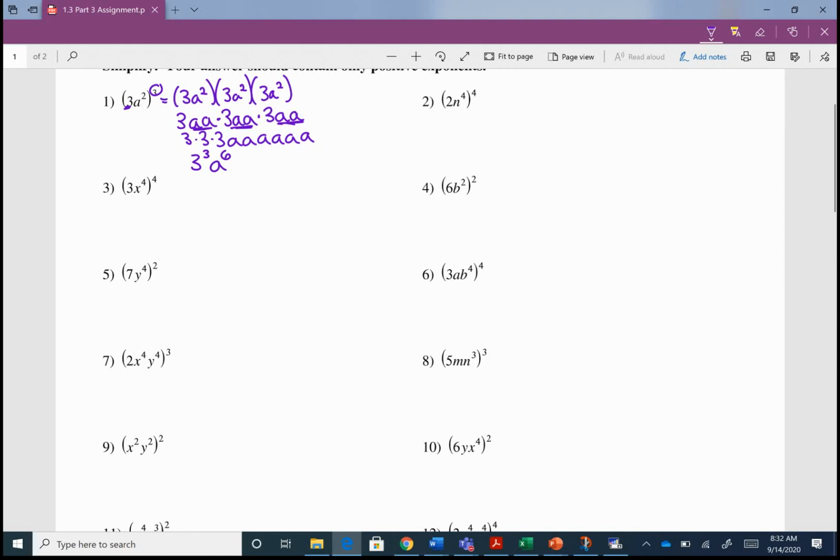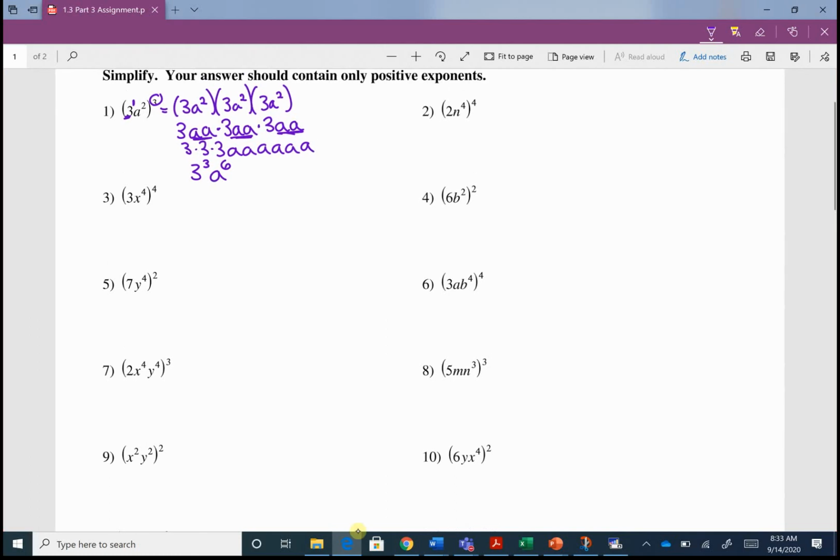Because our last couple classes, we've been talking about this a lot. Something like the 3, it really has an exponent, but mathematicians are too lazy to write it. So that 3 really has a 1 for an exponent. So I need to multiply the exponent to the 3 and to the 2. So when we use our exponent rule, we have to be on the lookout for those exponents of 1. So we would have 3 to the 3rd, a to the 6th.